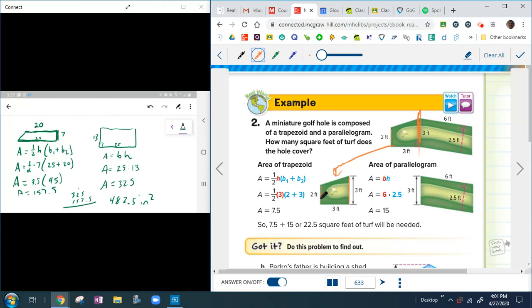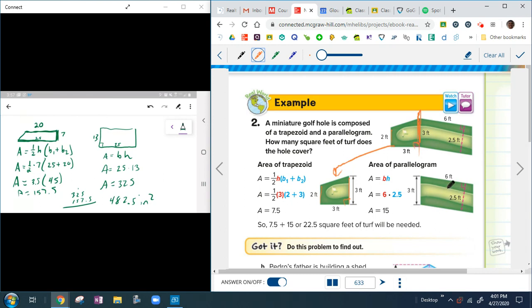base, and then you can see that indicated up here is that right angle there. Right angle right here. So that 3 is my height because it's at a right angle to the bases. All right, so you plug those in, calculate it, you get 7.5.